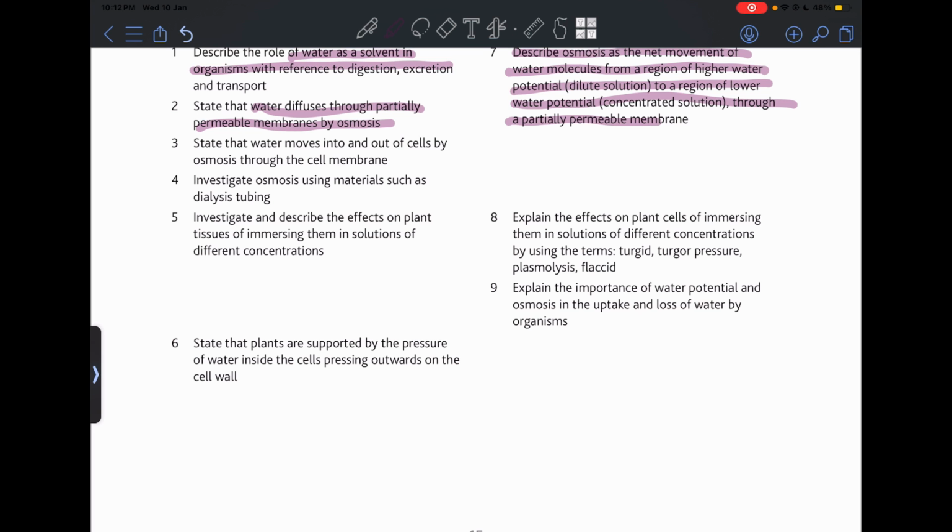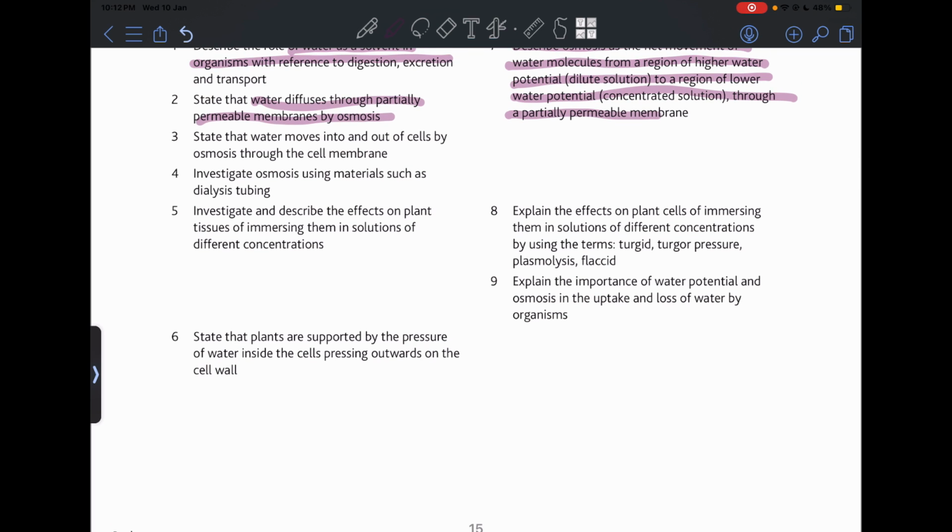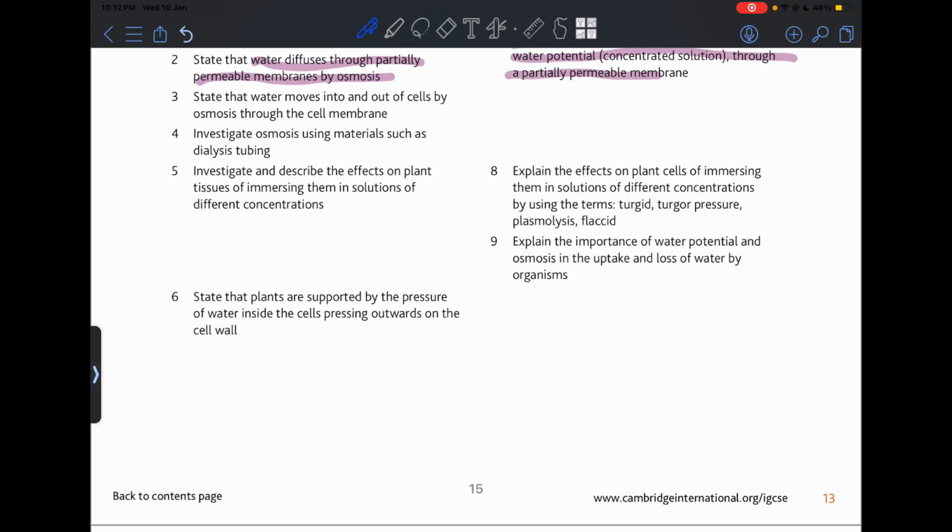So turgid actually means a plant that is very hard because there's a lot of water inside, and flaccid means a plant that is going or bending downwards. So this is flaccid. Plasmolysis is like the movement of water. So you have to know these terms and you have to understand what they mean. Now number 9 says explain the importance of water potential and osmosis in the uptake and loss of water by organisms. So you have to know this as well.